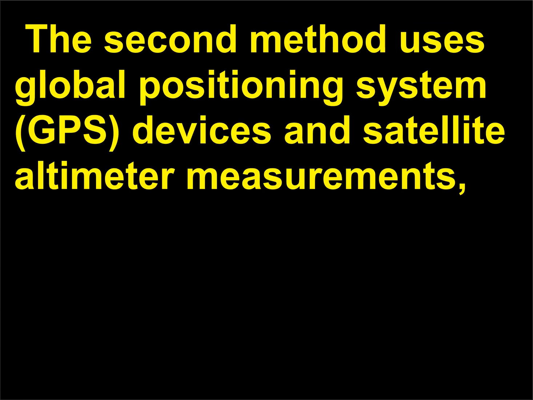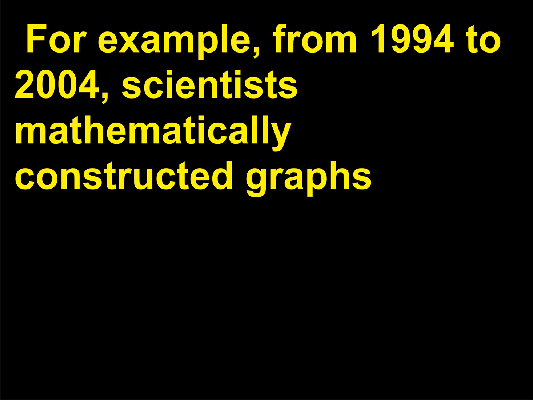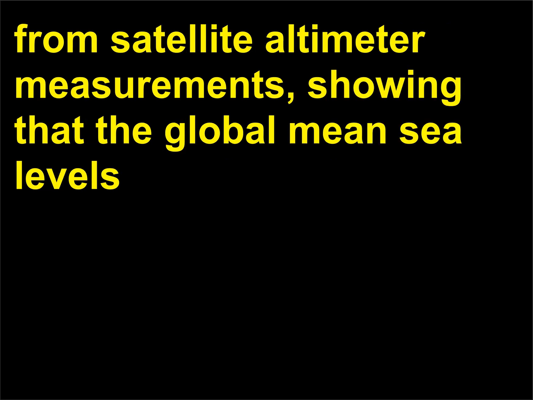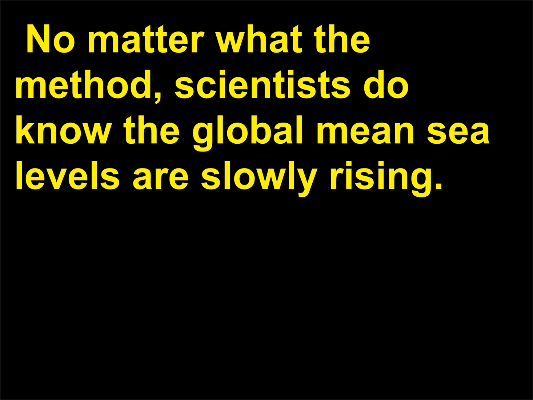The second method uses Global Positioning System, GPS, devices and satellite altimeter measurements, both of which accurately pinpoint global ocean heights quickly and more efficiently. For example, from 1994 to 2004, scientists mathematically constructed graphs from satellite altimeter measurements, showing that the global mean sea levels have risen anywhere between 1.10 and 1.18 inches, 2.8 and 3.0 millimeters. No matter what the method, scientists do know the global mean sea levels are slowly rising.